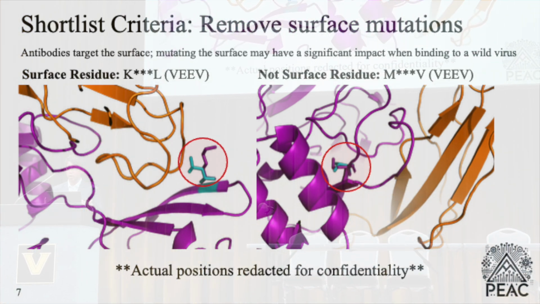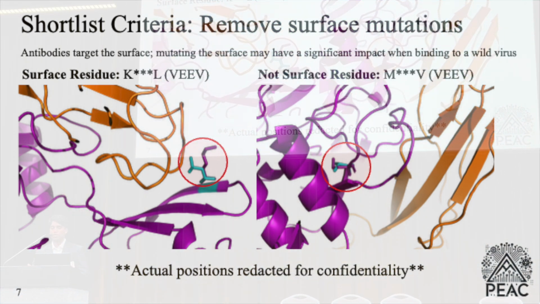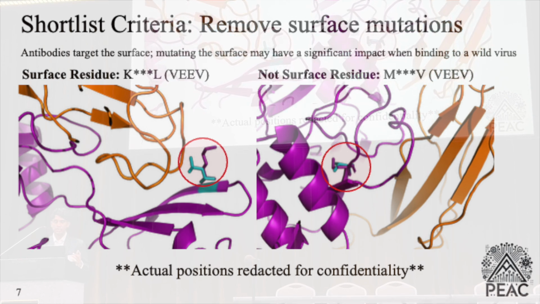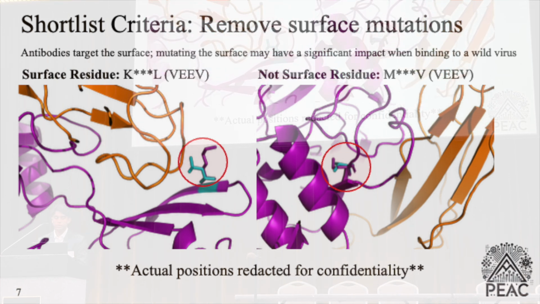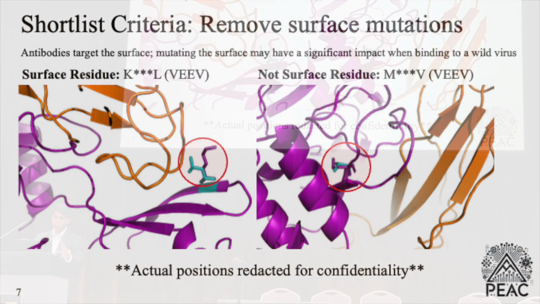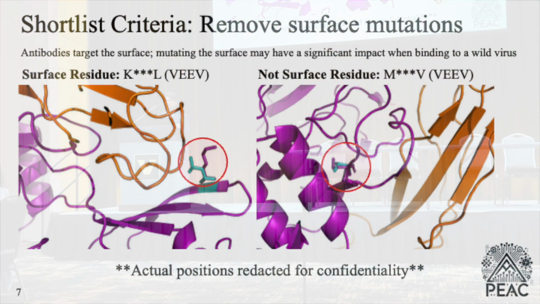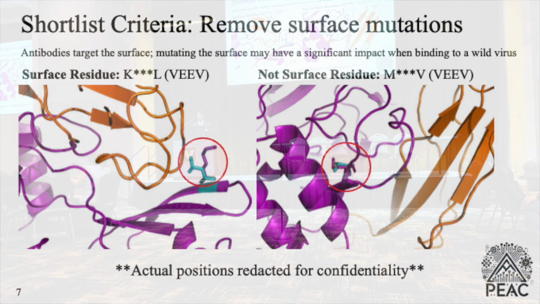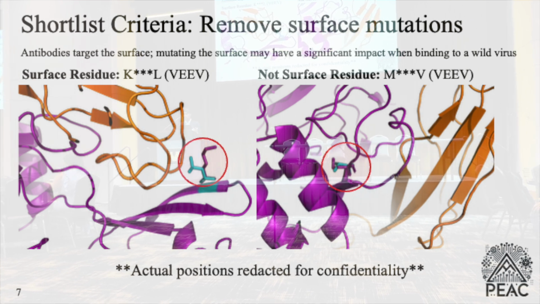As we know, antibodies do target the surface of a protein. So if we mutate the surface, then our vaccine is pretty much ineffective, because it's not going to be like the wild type, and that's why we've eliminated all these surface residues. So as you can see here, there's a comparison image. The surface residue is clearly interacting with the solvent, hence we've eliminated it. However, the non-surface residue is pretty packed in the molecule, so it will not interact with the solvent, so the antibody will not be detecting it, and hence we kept it.